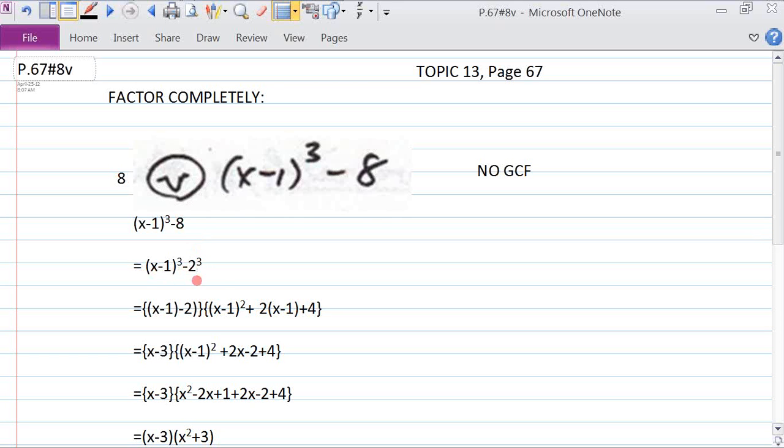So now it's a difference of cubes. So this term becomes my first term here, and then minus here, and this becomes this term here. So this is a difference of cubes formula. X minus 1 is the first term here, 2 is the second term here. So I square this one, and I get this. I multiply 2 times x minus 1, and change the sign. I get plus 2 times x minus 1, and I square minus 2, and I get plus 4.